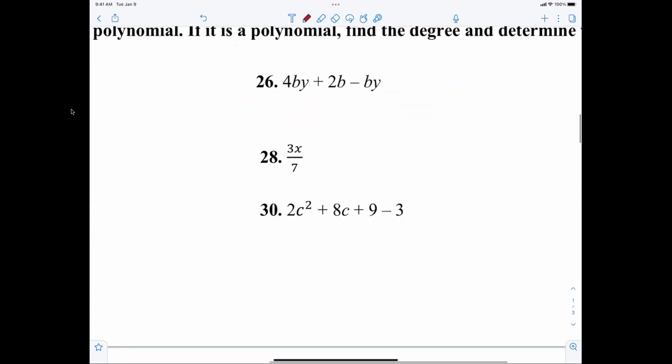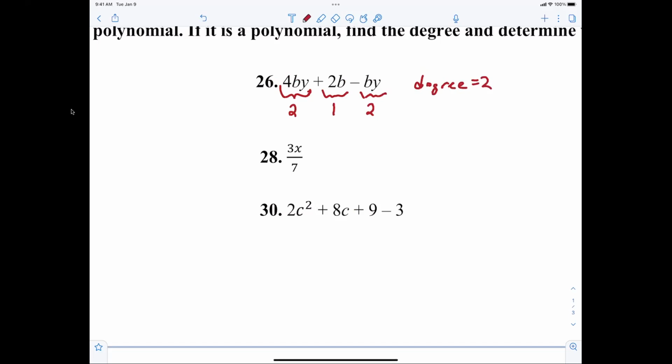Number 26. This is a what kind of trinomial? Trinomial. Everybody write that down. What's the degree of the first term? 4. 2. Thank you. What's the degree of the second term? 1. What's the degree of the third term? So the final degree. Exactly. Thank you for listening.